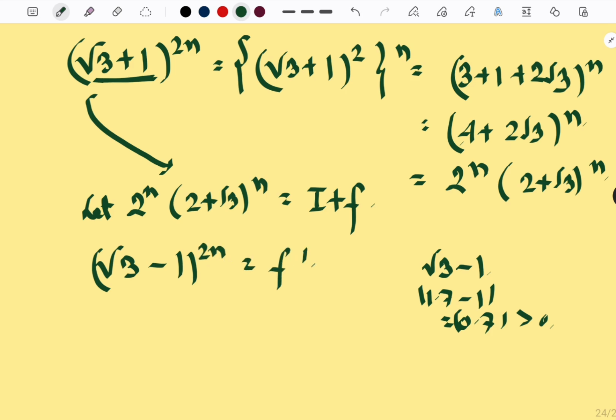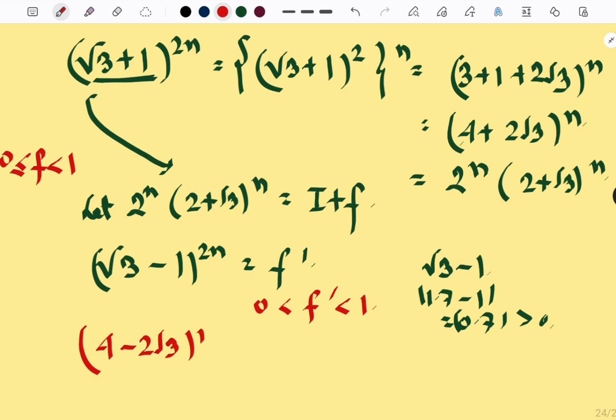Now what are the things? f lies from 0 to 1. Similarly f' will lie from 0 to 1. Now therefore (√3 − 1)^(2n) will be written as (4 − 2√3)^n, again taking 2 inside, which will be equal to 2^n (2 − √3)^n, which is equal to f'. Now how do we proceed?